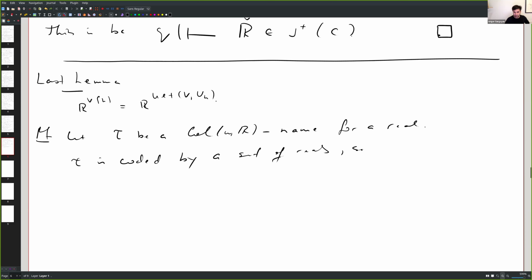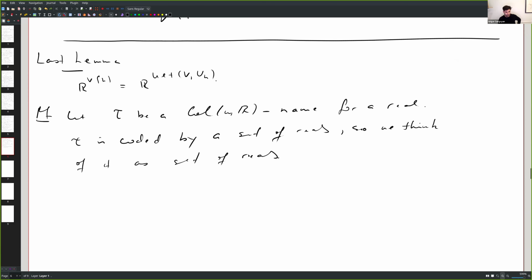So we think of it as a set of reals. But before I do that, I need to show that H is in. So first step, H is in the algebra power of V by UH, right? Now, what function would represent this H?